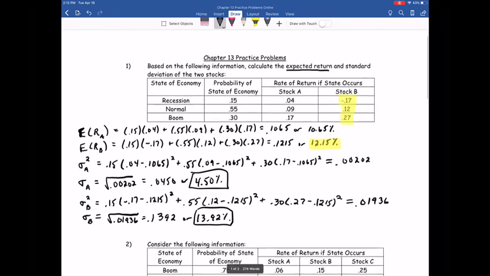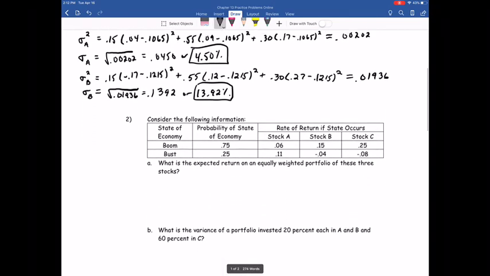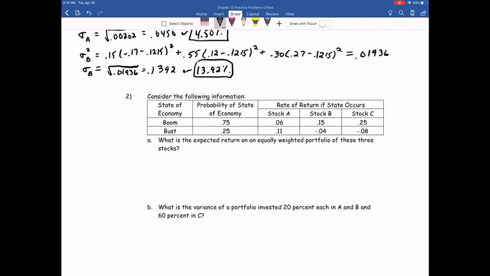So let's move on to number 2. Number 2 says consider the following information. Once again, we have two economic conditions, the probability of those conditions, and now we have a portfolio. So we have a rate of return of different stocks in these two conditions, and they want to know what is the expected return on an equally weighted portfolio of these three stocks.